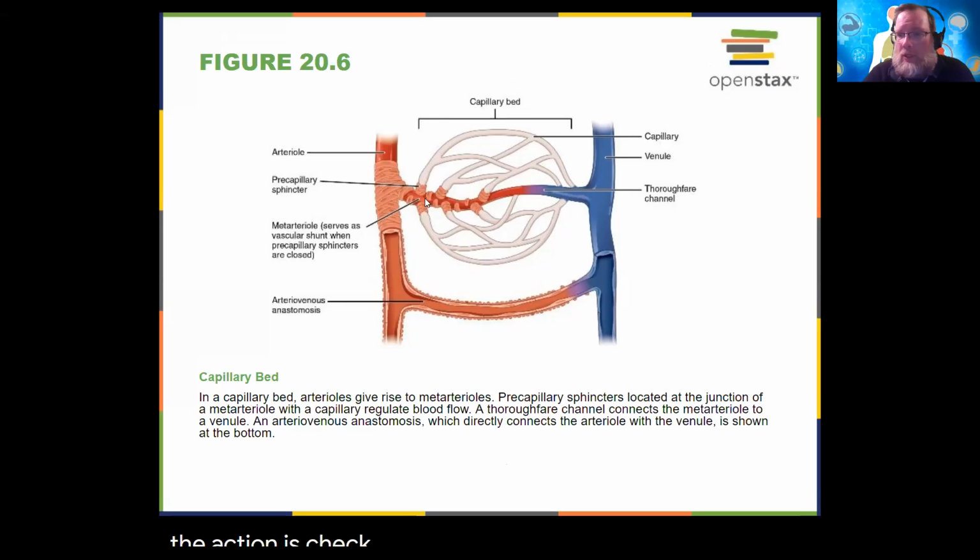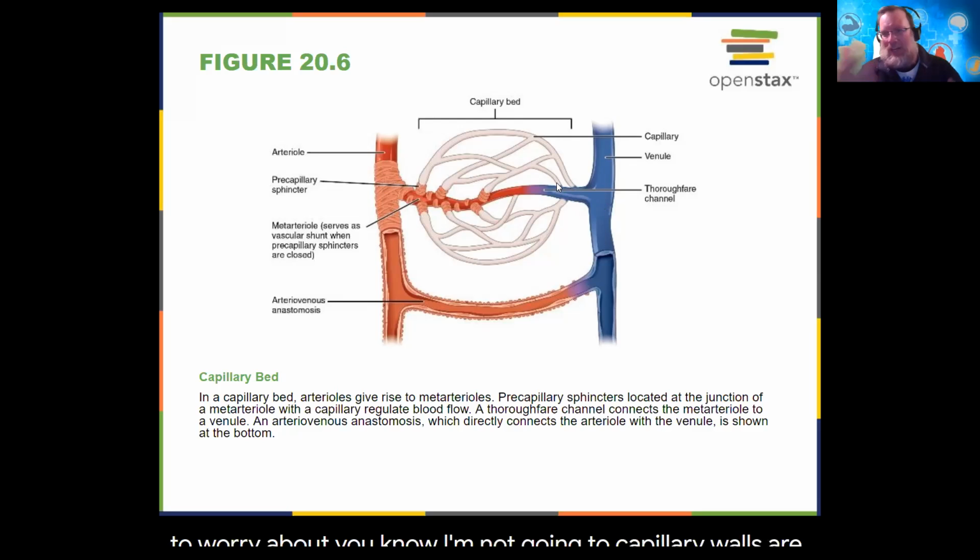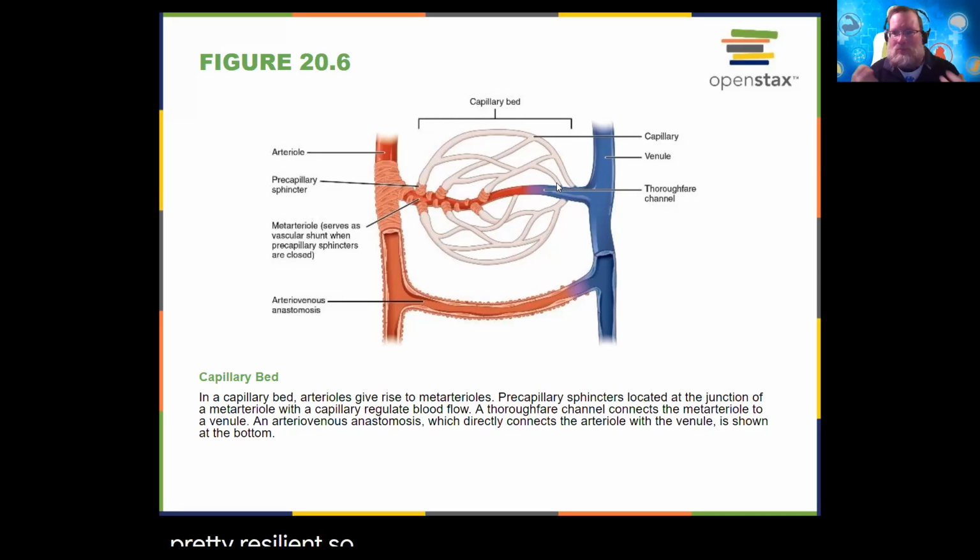Why do we check capillaries? Well, first of all, a couple of reasons. One is that it's an easy stick. Capillary walls are pretty resilient, so there's potentially going to be some pain from the prick itself.